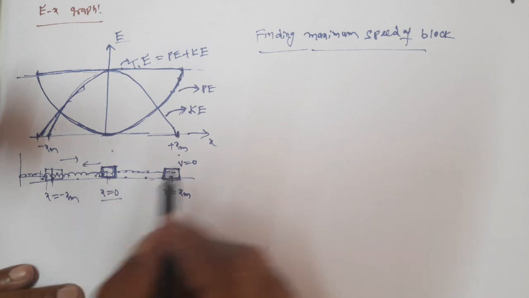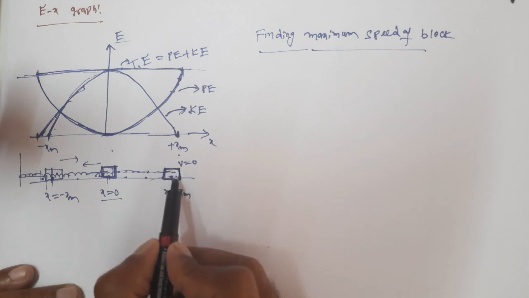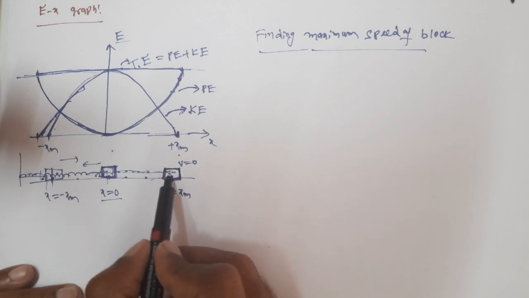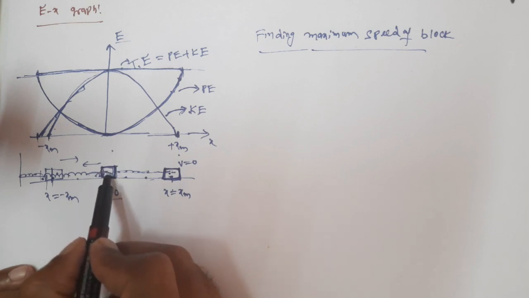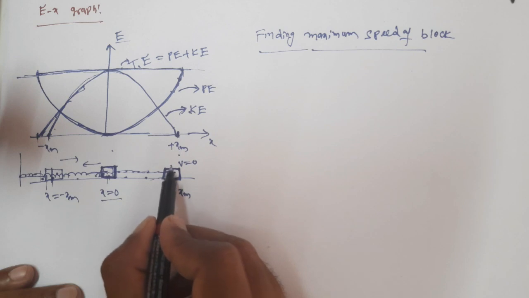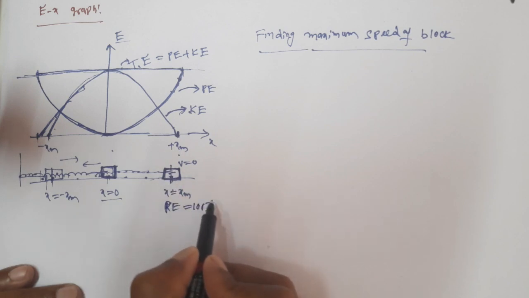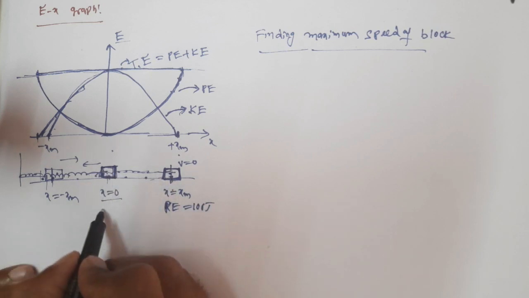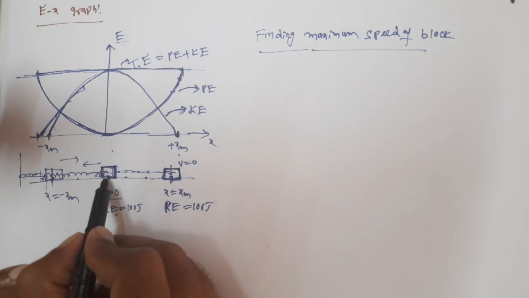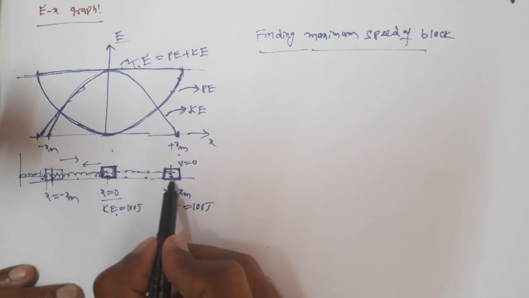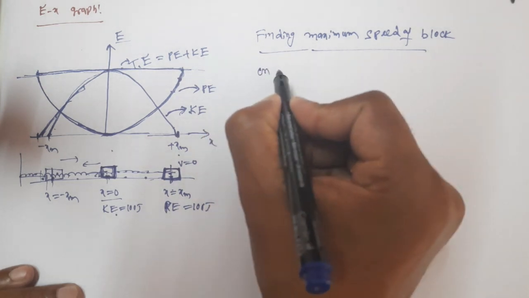That means here we can apply conservation of energy. At this position, there is no kinetic energy, and there is maximum potential energy stored in the spring. At this position, the block has maximum kinetic energy, but the potential energy stored in the spring becomes 0. If the potential energy stored in the spring is 100 joules, whenever the block moves from here to here, the kinetic energy of the block becomes 100 joules, because there is no potential energy stored in the spring. That means the total potential energy is converted to kinetic energy. Now, on applying conservation of energy.